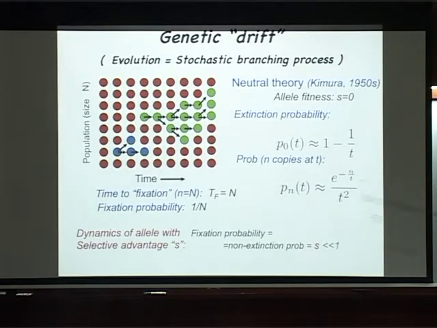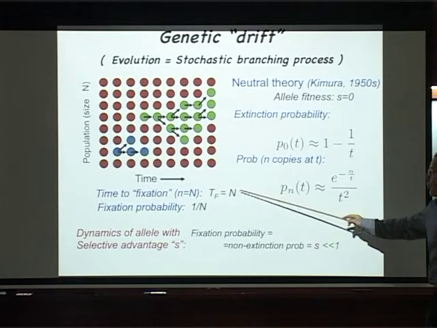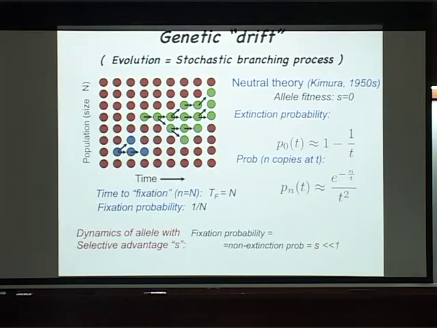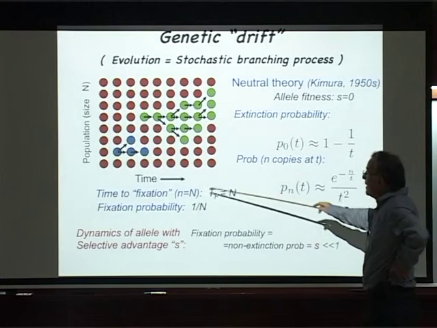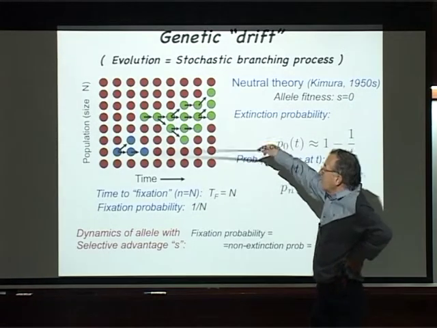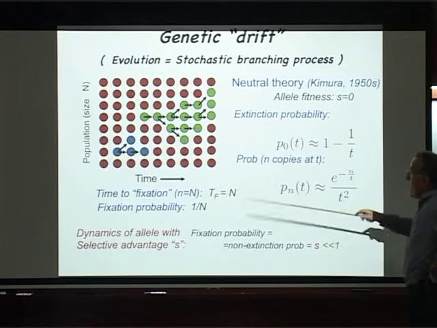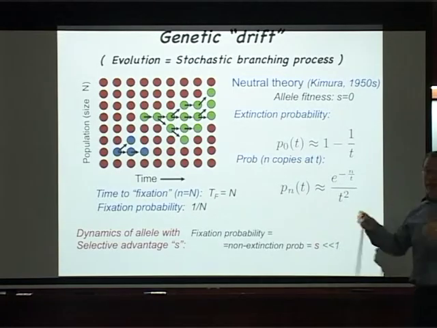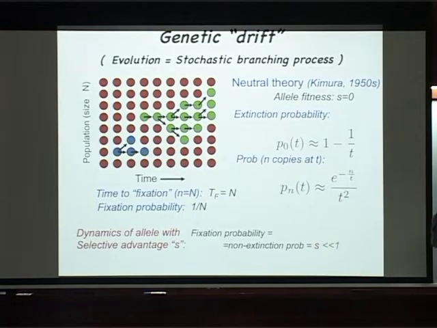Large N over T will only become probable here if T itself is of order the size of the population. One can actually demonstrate this explicitly. So the time to fixation scales linearly with the population size. But of course, in order to fixate, the allele has to survive for that long.